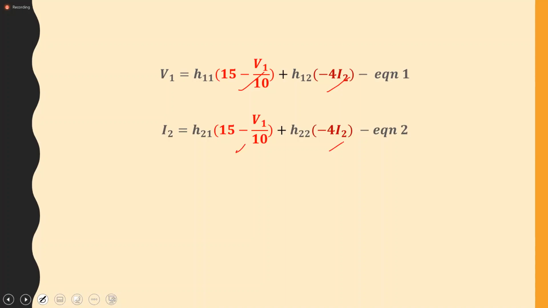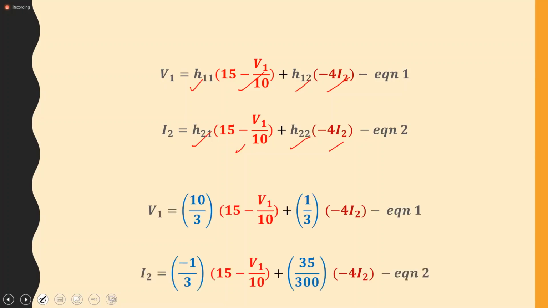All right, so I've substituted for I1 and V2. There's also a next set of substitutions that I have to make, because remember, we have the values of H11, H12, H21, and H22. So I'll make those substitutions now. In making those substitutions, I end up with that.